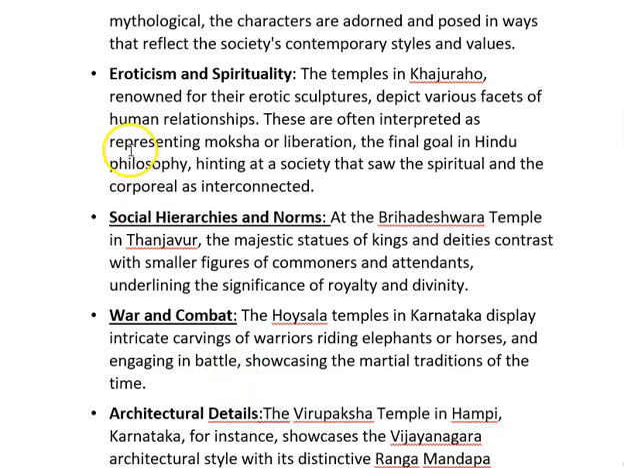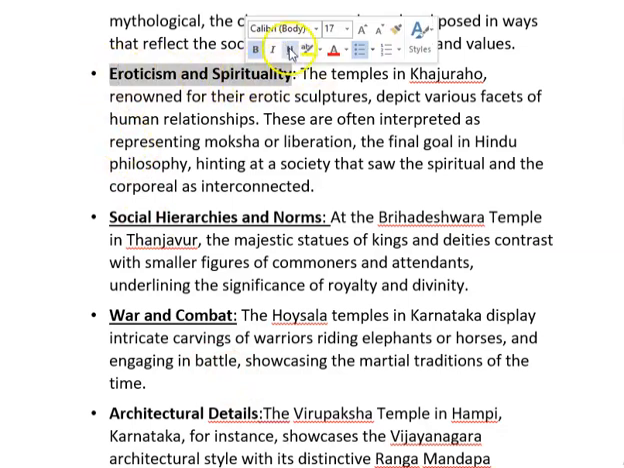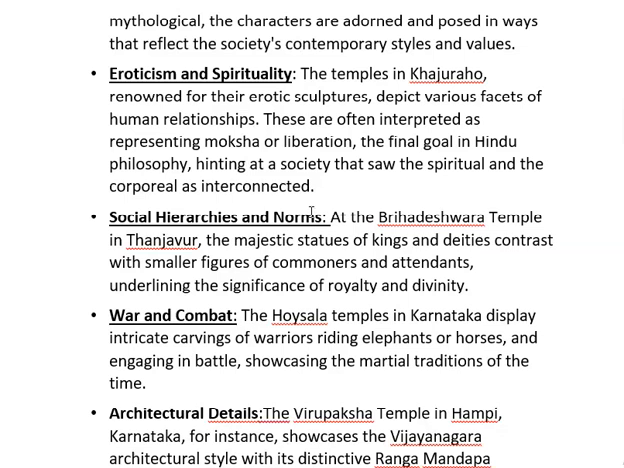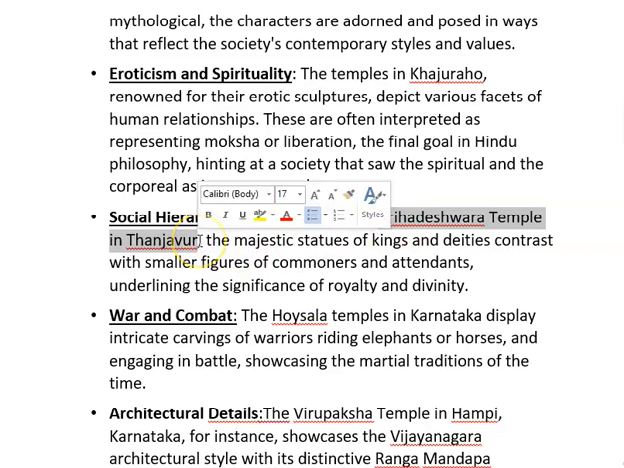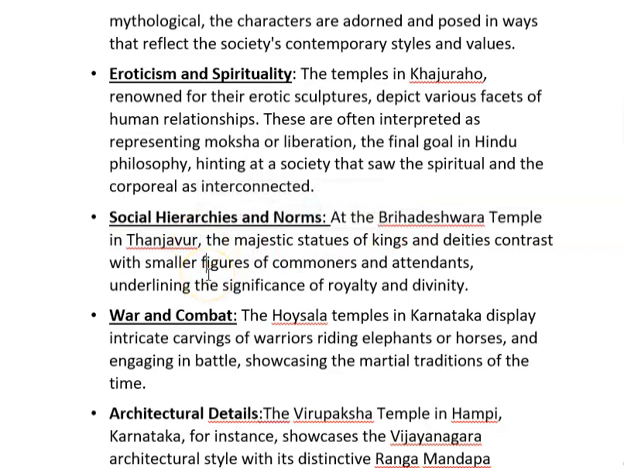Then social hierarchies and norms. What are the social hierarchies and norms? That means how the society is being governed, right? So you can know somebody is a king, because his statue will be majestic. And deities, those who are god-like figures, their statues will be majestic and better adorned. Then there will be smaller figures of common people, attendants, etc. So you can differentiate royalty and divinity from the common people. This is better depicted in the Brihadeshwara temple in Tanjavur. We studied this as a part of the Chola kings.